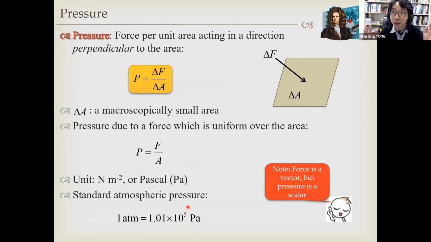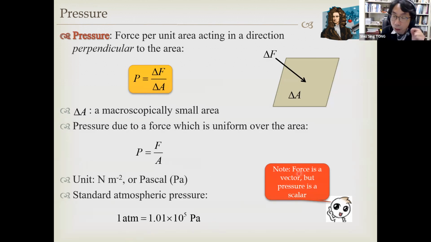Now this number is not fixed. If you have a typhoon, then the pressure of air may drop substantially below this value. And if you have a high pressure area passing by Hong Kong, your pressure may go up. So you have a barometer that allows you to measure the pressure at different times. The people at the Hong Kong Observatory may have a broadcast to tell you what the air pressure is today. Okay.